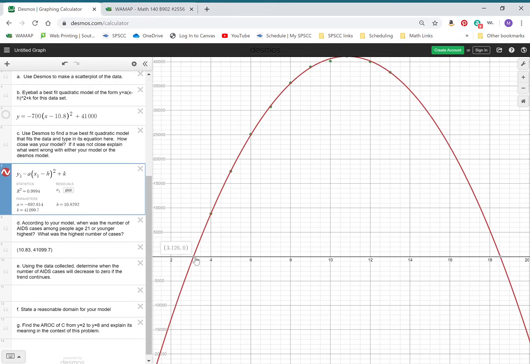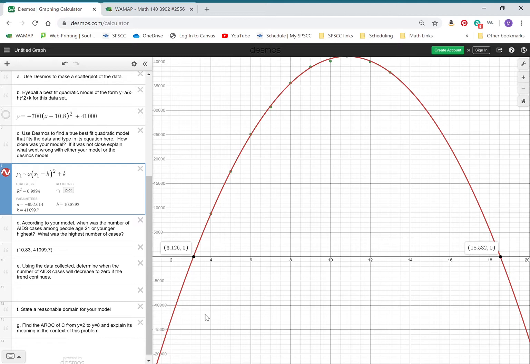Sorry, let me move so I can see both. So I'm seeing that my x-intercepts are at 3.126 and 18.532. So those are going to be years. We're wondering when the model predicts that the cases would be 0. So that says in 2003 and in middle of 2018 is what we're looking at.